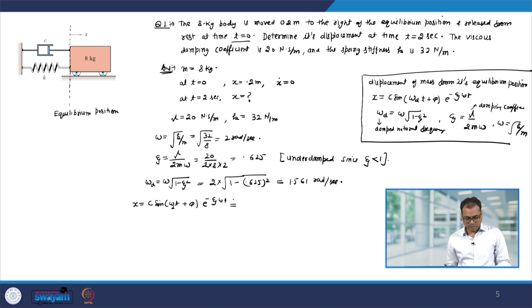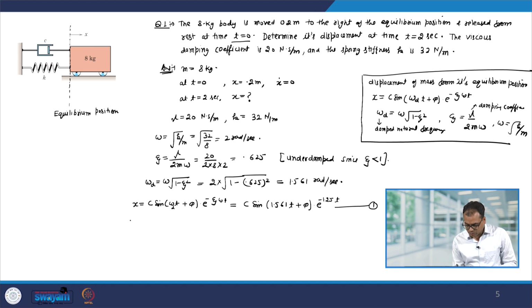Let us put the values. So, that will be c sin(1.561 t plus phi) into e to the power minus zeta into omega. Zeta is 0.625, omega is 2. So, if you multiply, you get 1.25. So, e to the power minus 1.25 t. This is the position at time t.